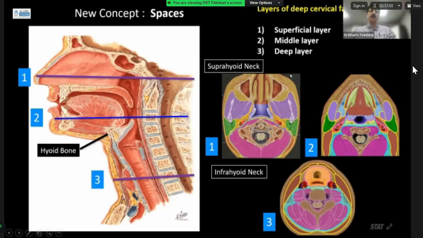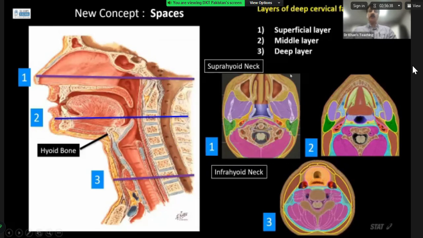What is the epicenter of the lesion? Which space does it belong to? As soon as you get that answer, then you go into your differential diagnosis. And then, considering the radiological features, you get at times a single diagnosis, at times one or two differentials.